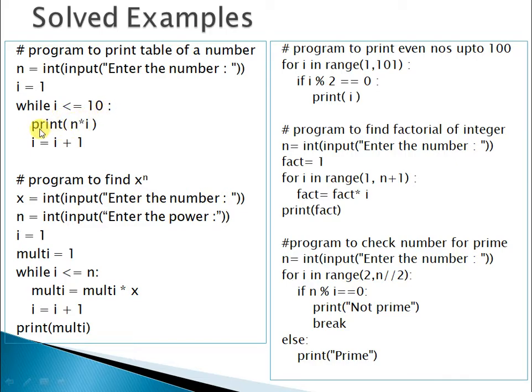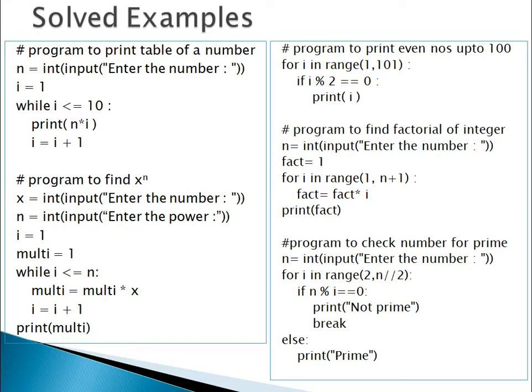What you have to do? You have to print n into I. And after one value of I, you have to increment the value of I by 1. So at the first step, you will get n into 1. Then I will become 2. Then you will get n into 2. Then after that, you will get n into 3, and so on. So you will get the table of any number you enter as n. Clear?